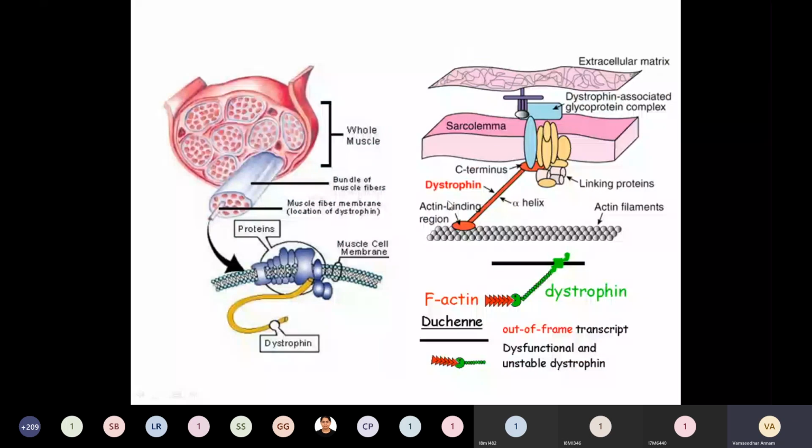So what is the actual function of this dystrophin? Dystrophin will bind with this actin binding region here on the actin filament, and it will bind to the sarcolemma or the muscle membrane with linking proteins, so that the dystrophin associated glycoprotein complex is also seen here. So it will bind and it mainly helps in contraction of the muscle.